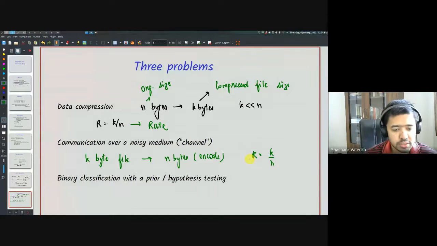The third problem is what I call binary classification or a hypothesis testing problem.